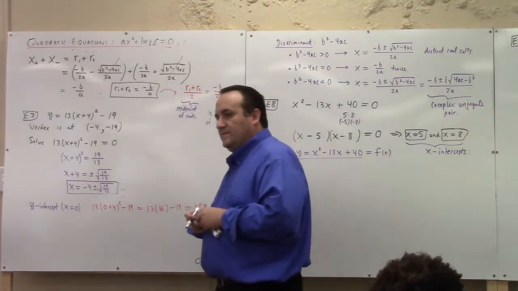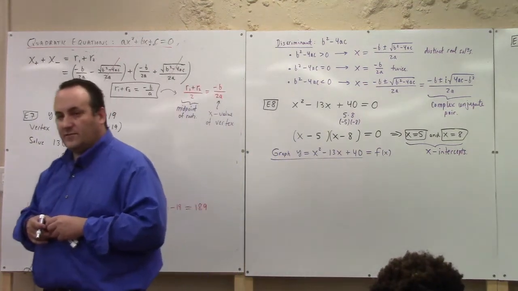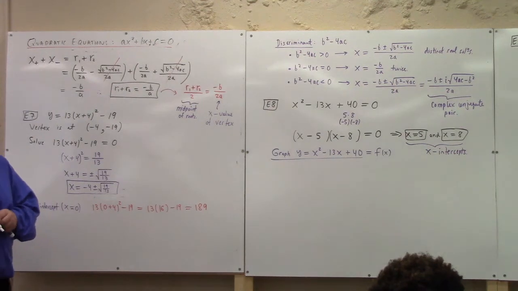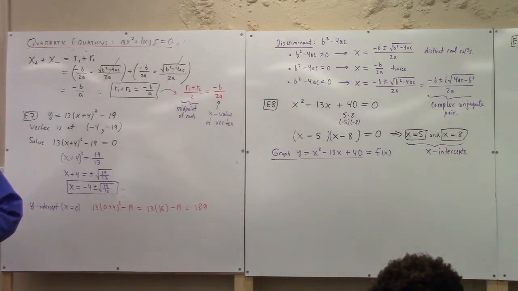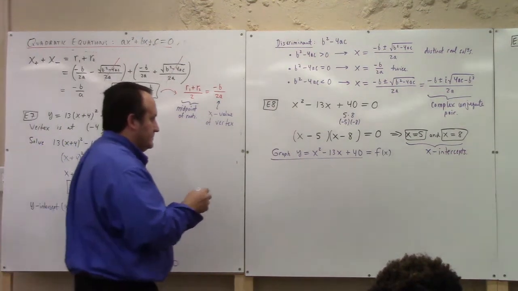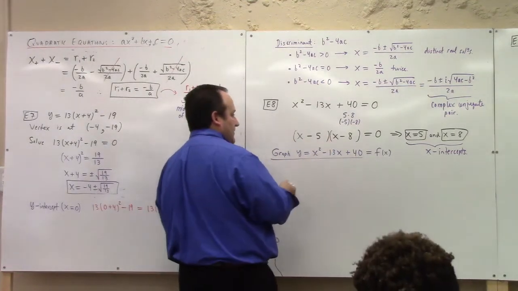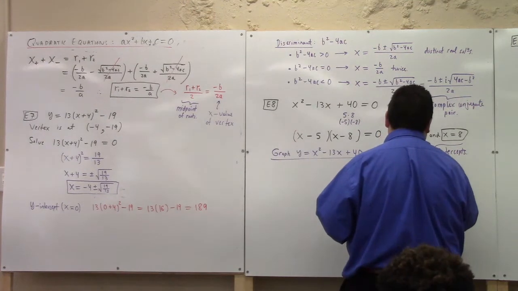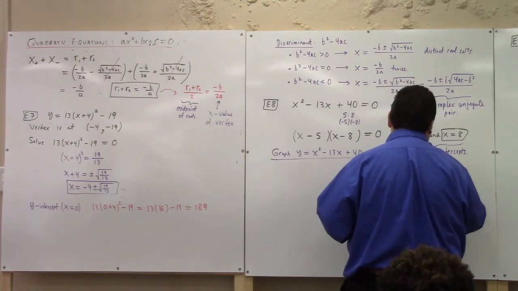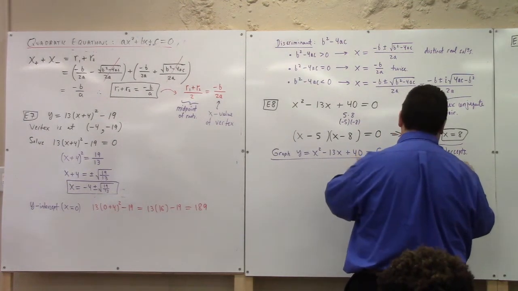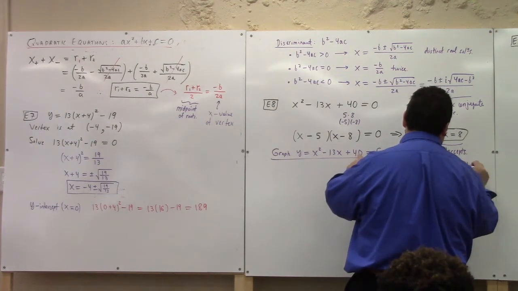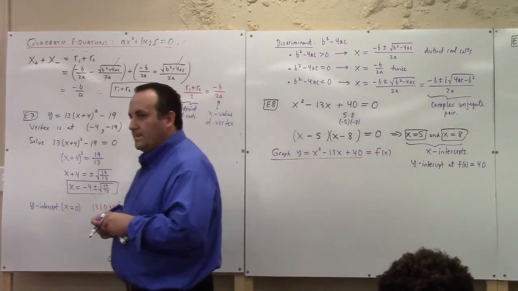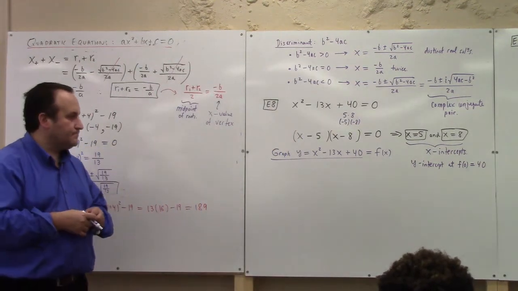Let me show you how we can find the vertex without using the vertex formula. In fact, this is kind of a better way. Where is the vertex? While you guys are thinking about that, what's the y-intercept? f of 0, right? Which in this case is 40. It's the constant term. So the y-intercept's at 40.